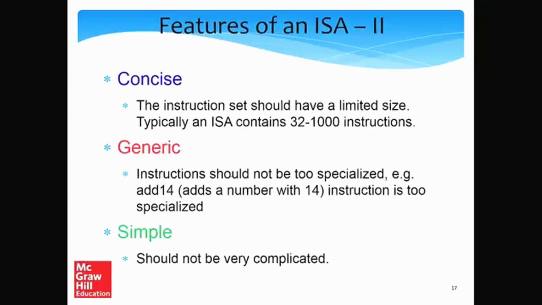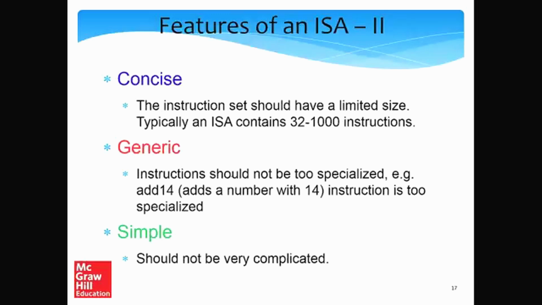Next, the ISA needs to be concise, in the sense that we don't want too many instructions. We don't want 10,000 instructions. We want a relatively smaller set of instructions. What is small is a debatable point, but as of now, ISAs contain somewhere between 32 and 1,000 instructions, and different ISAs contain different numbers of instructions.